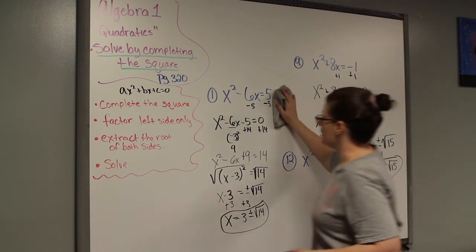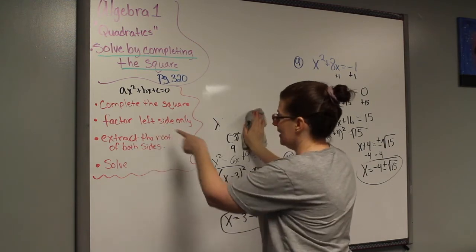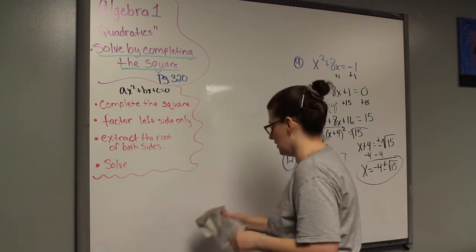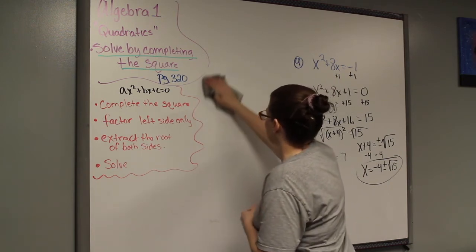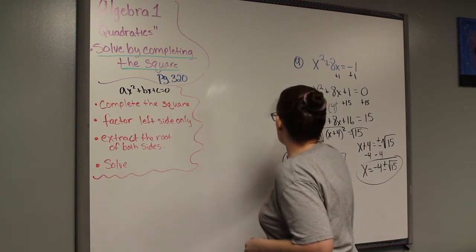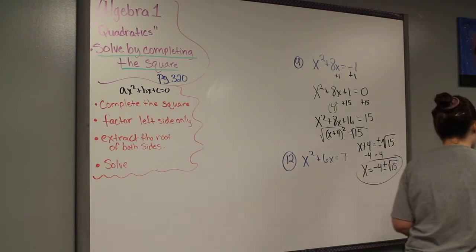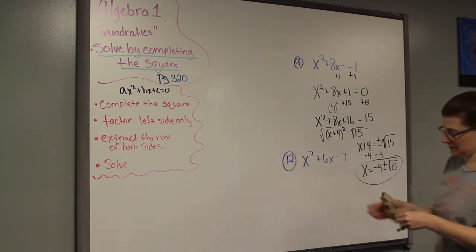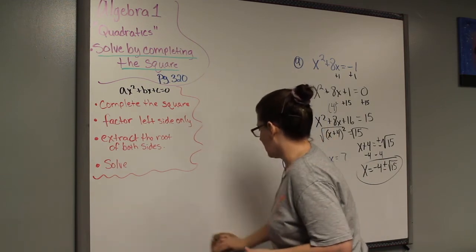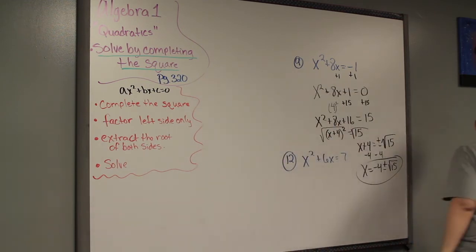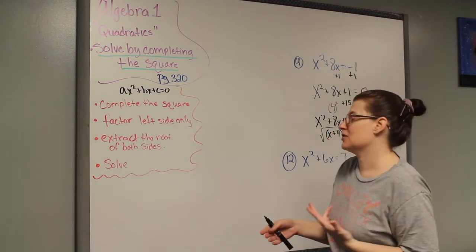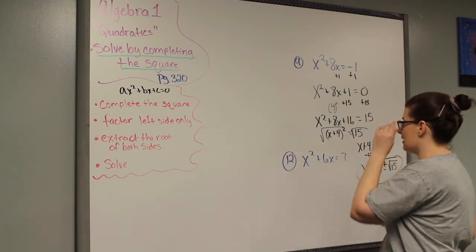Just follow the steps. Keep following the steps. If you get stuck, find out, did I factor the left side? Did I extract the roots? That's the best way that I can help you, is to make sure that you follow the steps. Now, if you were in class, if we weren't doing this all from home, then if you came up to my desk, that's the first thing I'm going to ask you. Did you complete the square? Did you factor? Did you extract? That way we can figure out together what the problem is.